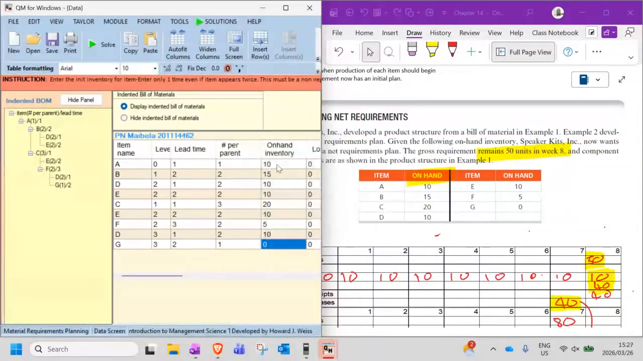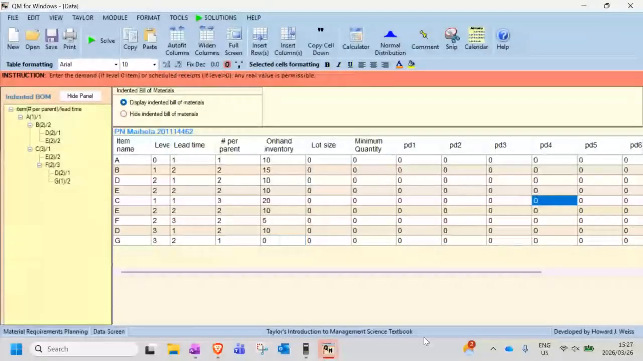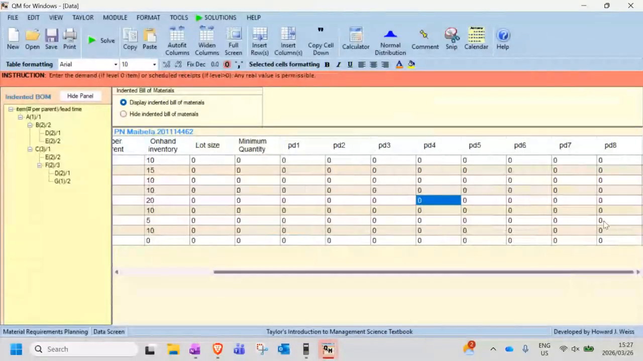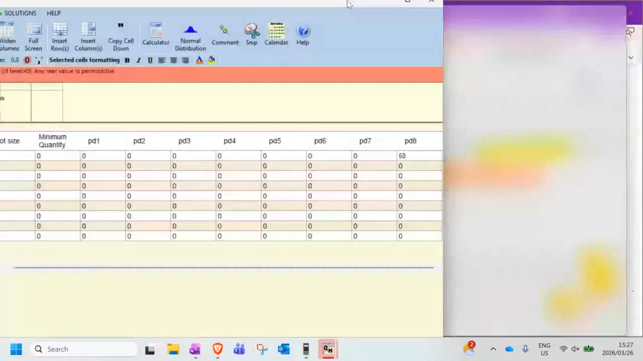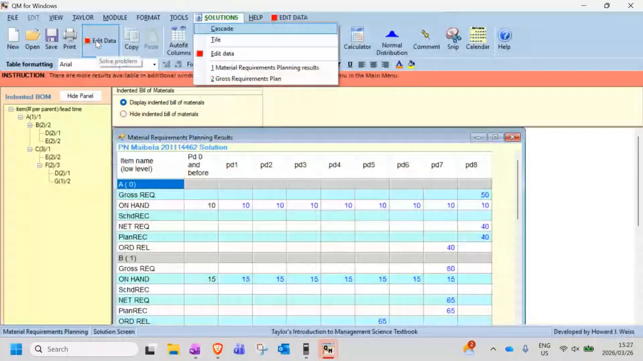When is the first product supposed to come out? At week 8. This product here, you must cater for it. For A, we want 50 products, 50 speakers. That's what they say, 50 units at week 8. Then now, this is complete. Solve. First thing first.